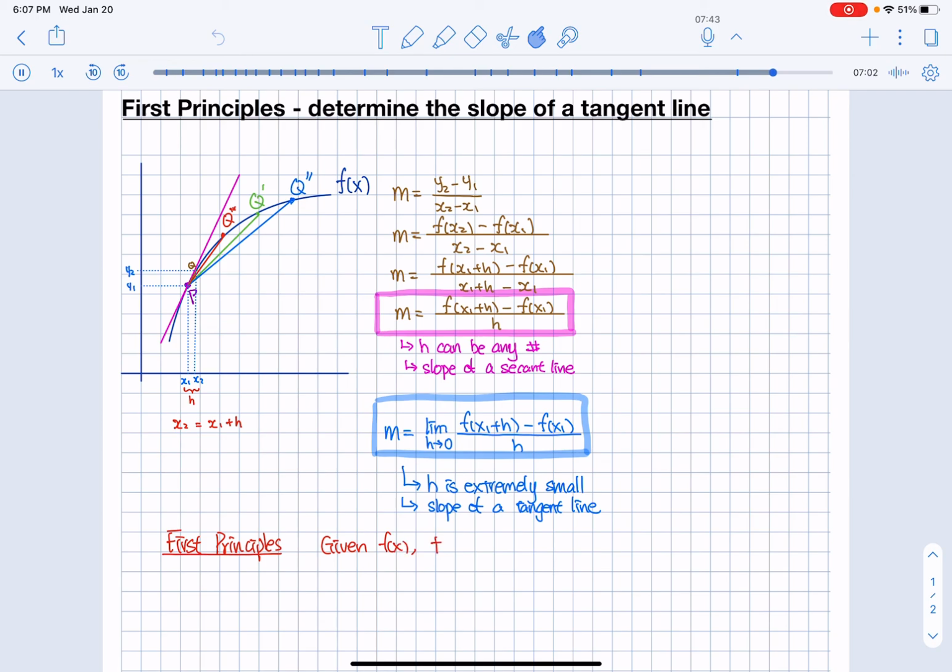The slope of the tangent line at point P(x, y) is m equals the limit, h approaching 0, of f of x plus h minus f of x, divided by h. This is our formula.